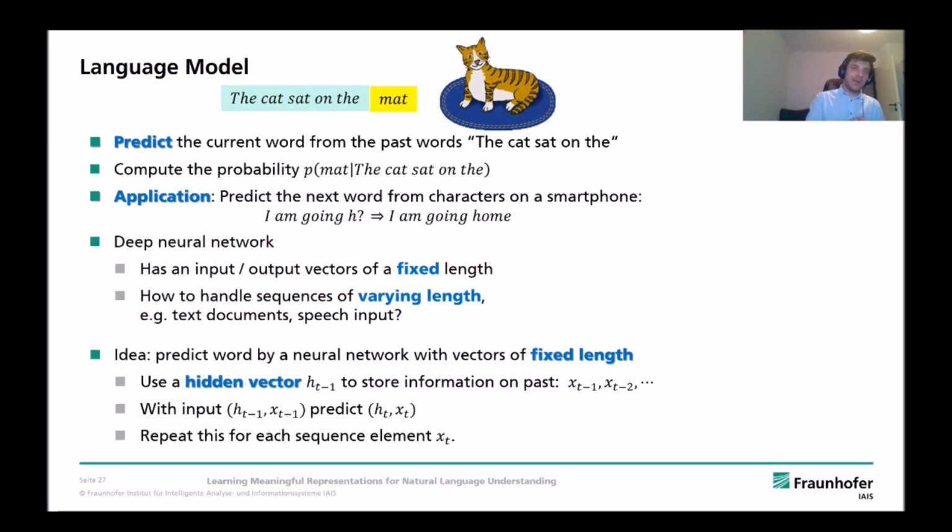With the hidden vector and the current input, we try to predict a new hidden vector and the next output. We're going to repeat this for each element in our sequence. So this hidden vector is kind of a history of what we have seen already. X is our current vector, the word we are currently looking at, and then we're trying to predict the next word.